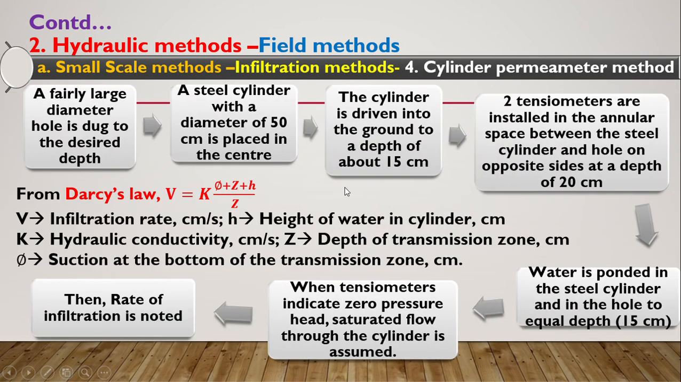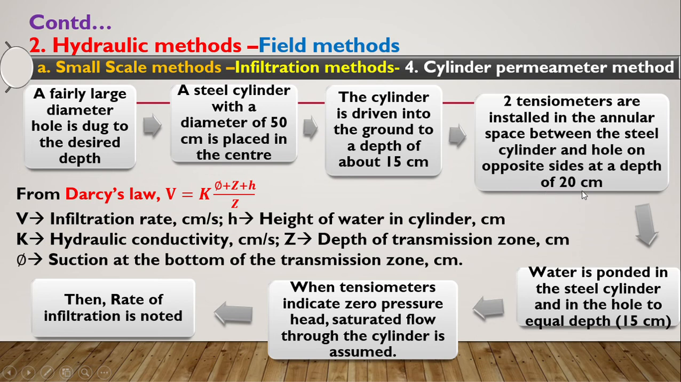Another unsteady state method is the cylinder permeameter method. This is similar to that of the inverse auger hole method. A large diameter hole is dug in the soil. A steel cylinder having 50 centimeter diameter will be inserted into the hole, and the hole will be larger. So there will be an annular space between the cylinder and the hole. Between the annular space, we will place two tensiometers in opposite directions between the annular surface of the cylinder and the hole.